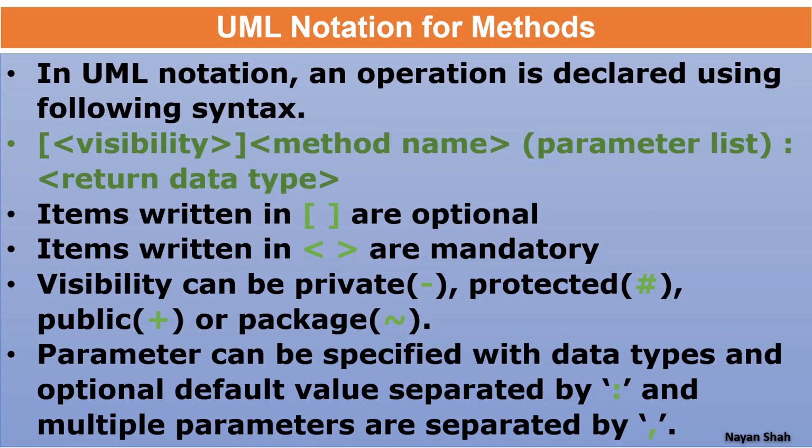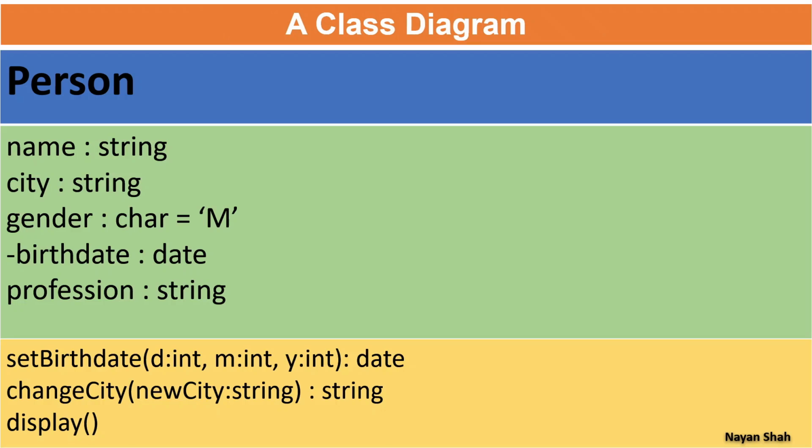So what is the notation for a method? For the notation of the method, the syntax is again almost the same: visibility, name of the method, list of the parameters, and return data type. Again here also, whatever is in square brackets is optional. So the two things that are compulsory here are method name and return data type. Again, visibility is this. Let us first very quickly see the example of a method.